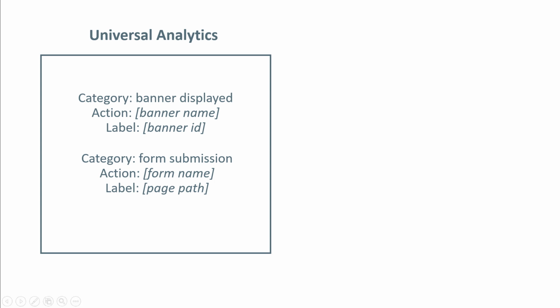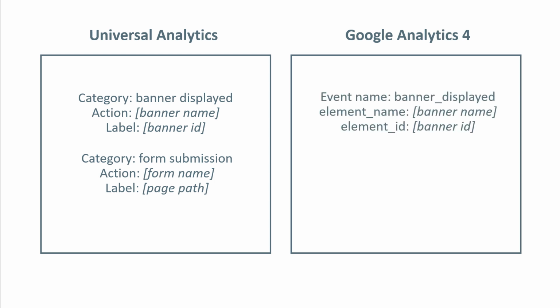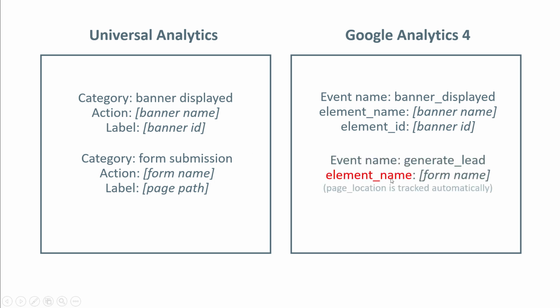So if you have decided to migrate both of these events to Google Analytics 4, your new naming convention could look like this. Event name is banner displayed for the first event, and then we have element name, where we have banner name, and then we have element ID, which is the banner ID. So basically, right now we are adding 2 new parameters, but their values are the same as in action and label. And then when we are talking about form submission, we could also reuse the same parameter, but in this case, it will be form name.